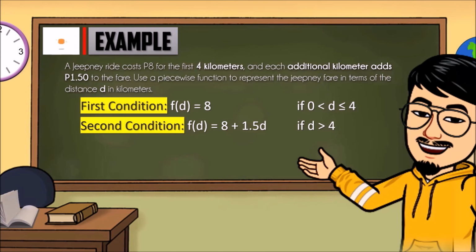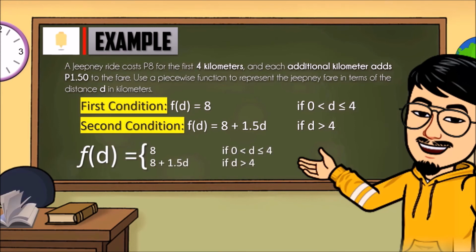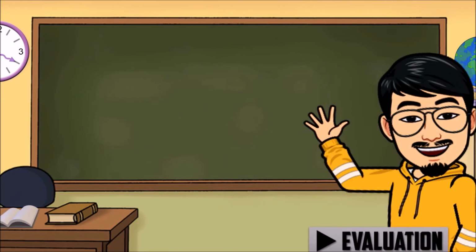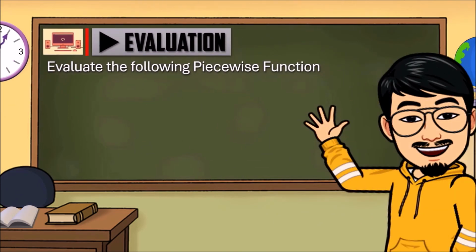Ang distance na tinutukoy dito ay ang excess distance matapos ma-reach ang 4 km. Therefore, the final answer would be f of t is equal to bracket of 8 if the distance is less than or equal to 4 and 8 plus 1.5t if the distance is greater than 4 kilometers. Evaluate the following piecewise function.